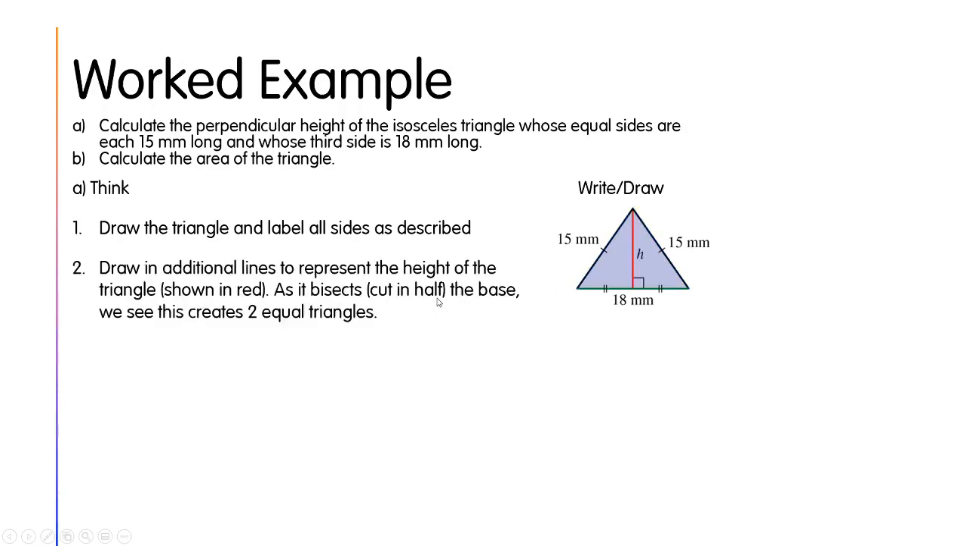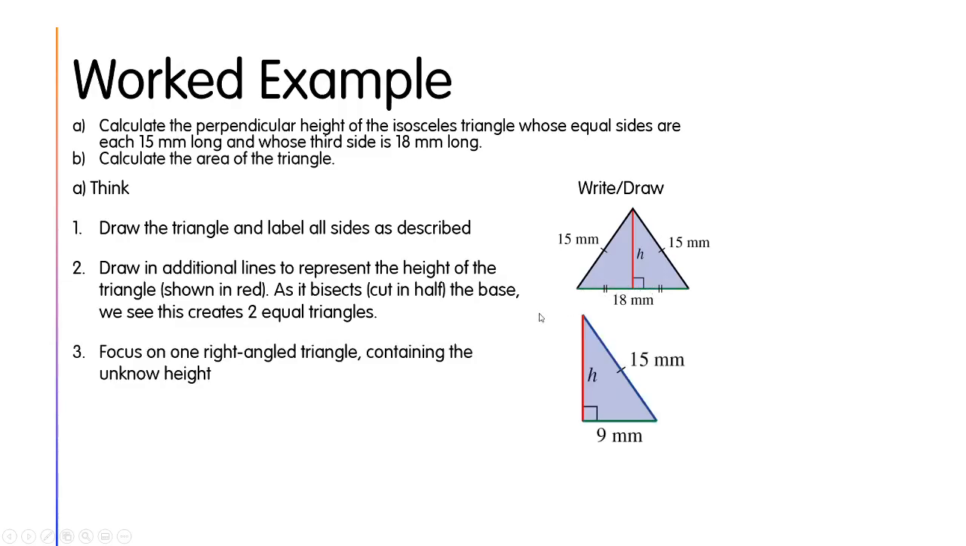Then step 2 is we divide the triangle into 2. We drop down a line from the apex all the way down and we create a right angled triangle. And because this is an isosceles triangle, the triangle on the right is the same as the triangle on the left. So it's exactly the same. That means that we've cut this line, or we've bisected this line in half. So we can just look at one of these triangles. So we've got the height, we've got 9 millimeters across the bottom because that's half of 18, and we have 15 millimeters up the side.